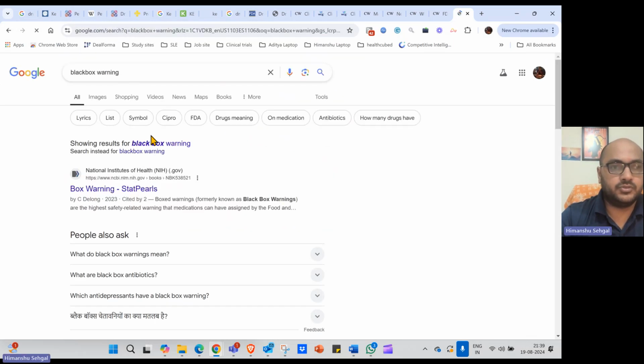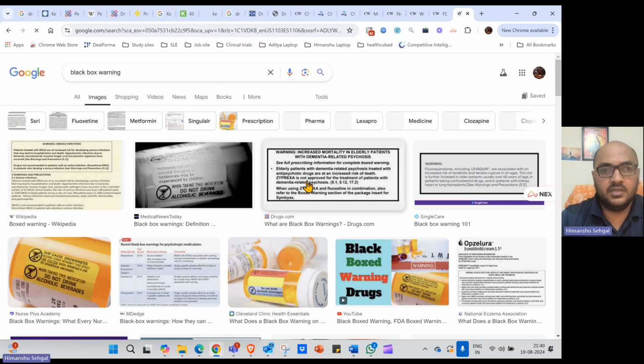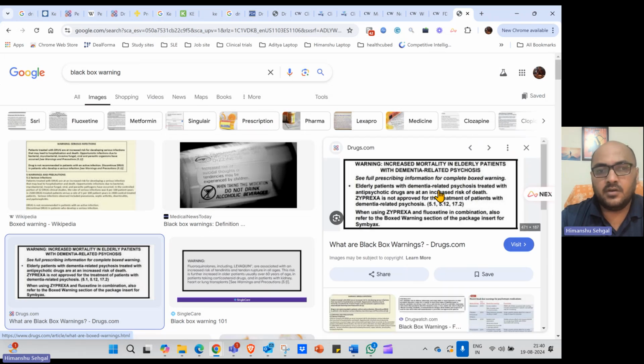And how it shows. See, this is how it is mostly written on the PI basically. So there will be a black box. That's why it's called black box warning, because there is a black boundary box, and the details are written inside it that there is a mortality in elderly patient without dementia and so on and so forth.